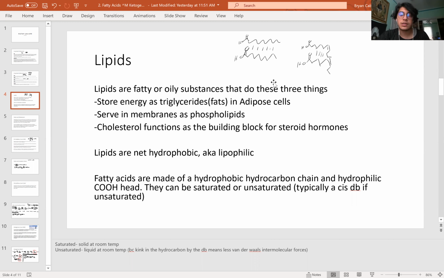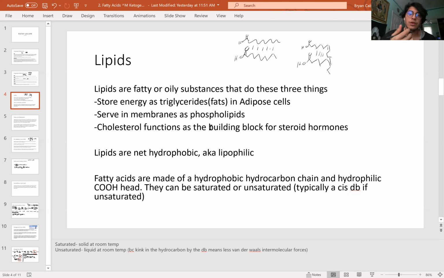And so your unsaturated fats are typically going to be found as a liquid, like your oils are going to be unsaturated. Your peanut butter is kind of oily, not really that solid, like butter. But yeah, so that's something to note.